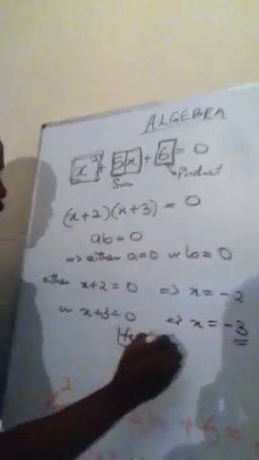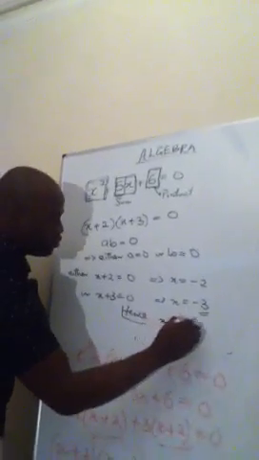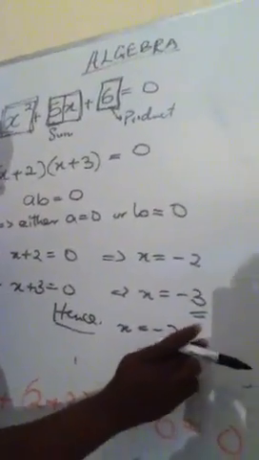Hence, the two values of x are minus 2 and minus 3. Thank you very much.